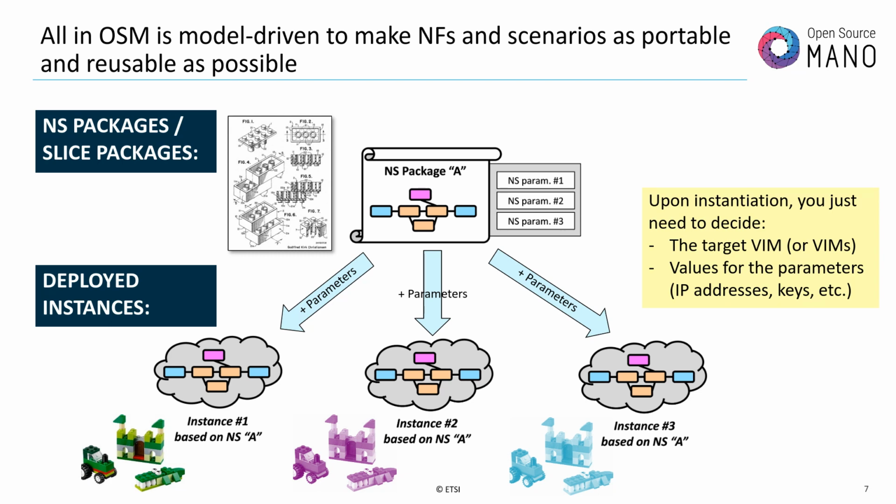You can instantiate it in different clouds, and you just need to feed it with the parameters that customize the IP addresses that you want for that deployment, the keys, and anything that is required for security, but reusing the same template regardless of the cloud, and OSM will take care of it for you.